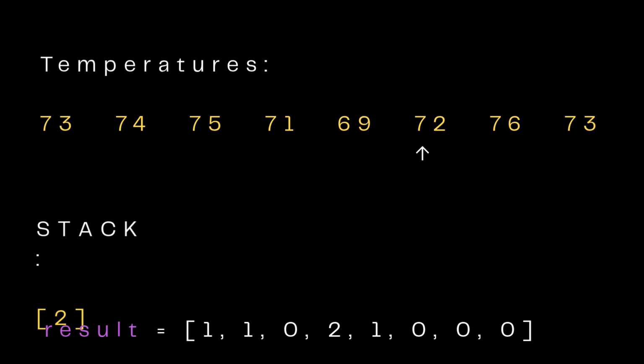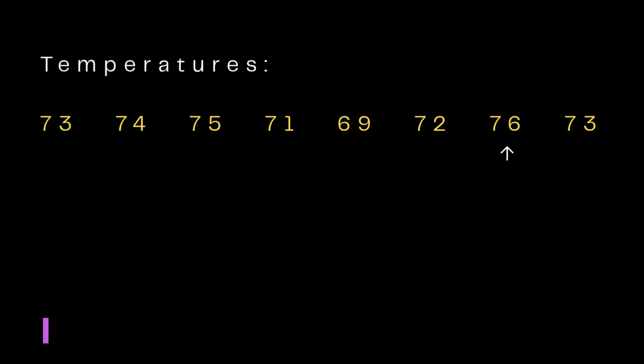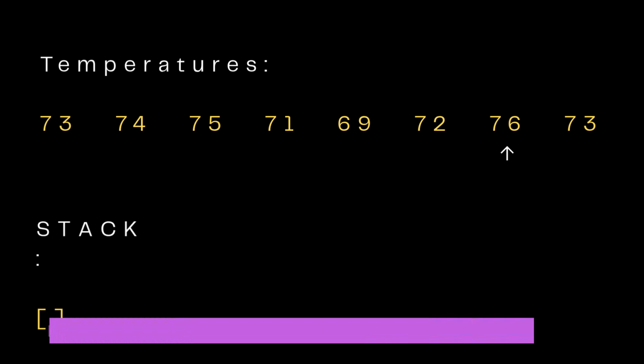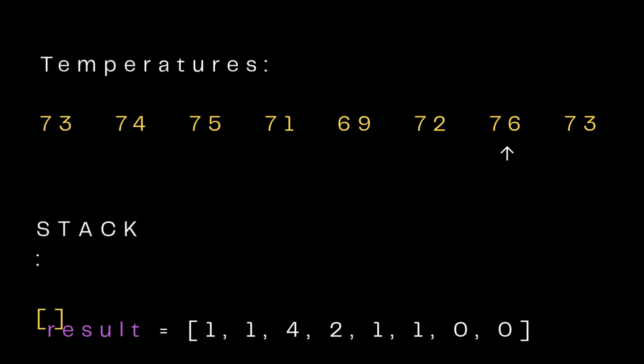But now we reach 75. 72 is not warmer than 75. So we stop. 75 still needs to wait and we push 72 into the stack. Now 76 arrives. 76 is warmer than 72, so we can resolve 72. But we check again, 76 is also warmer than 75, so we resolve 75 as well. And after processing the final 73, nothing is warmer than 76, so those unresolved values simply remain 0.